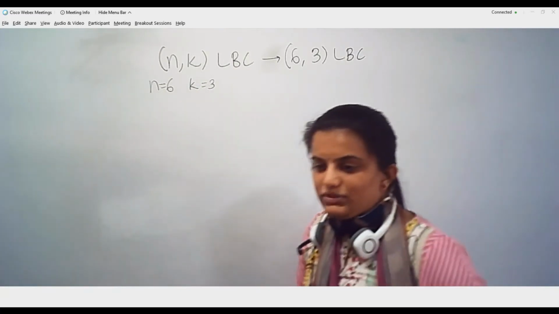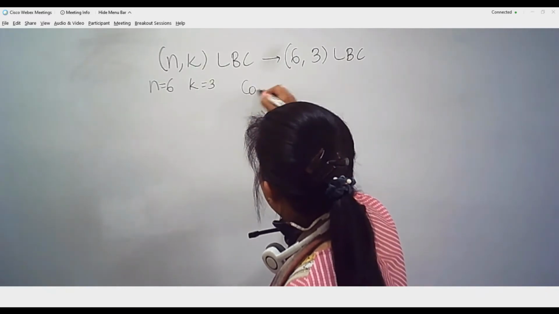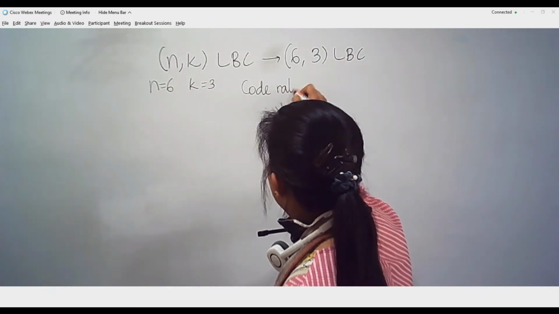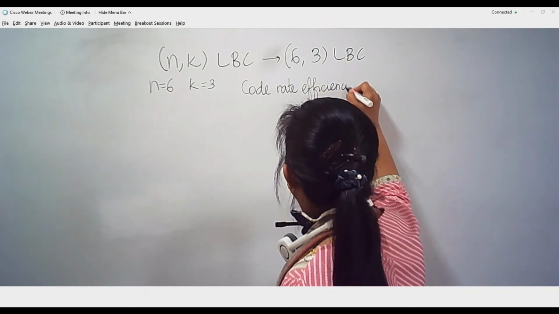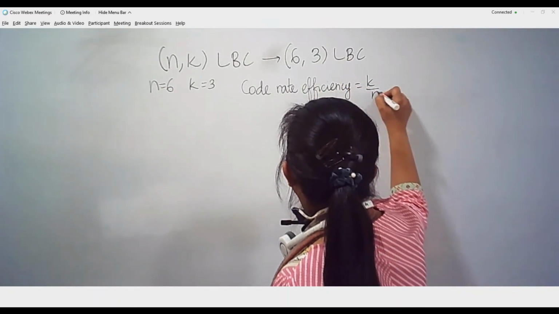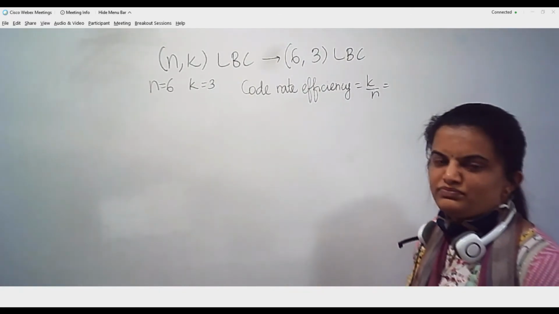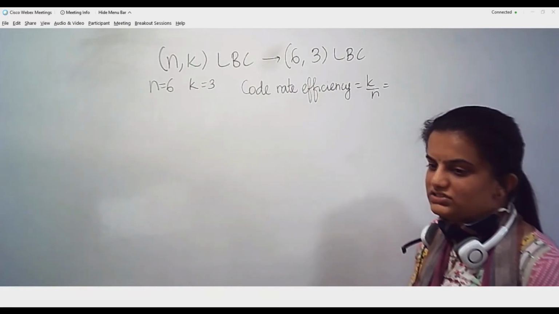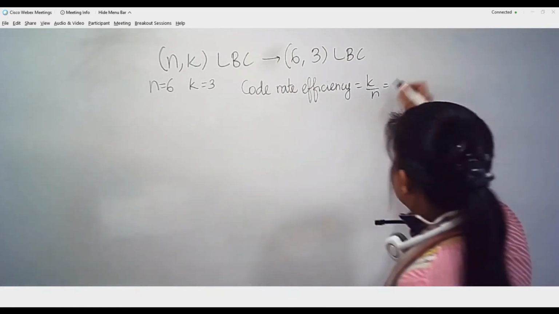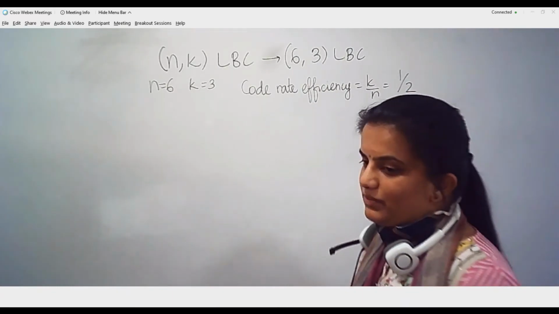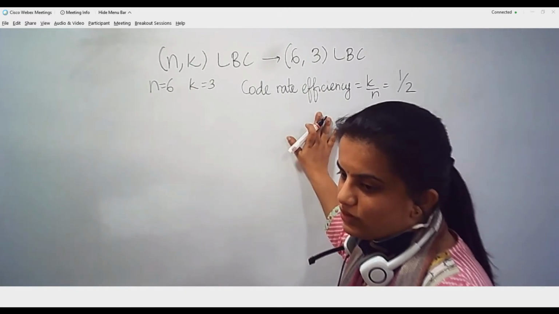Can anybody tell me the rate efficiency? You can also call this the code rate efficiency. The ratio is given by k by n. What is the value of this? 1 by 2. 1 by 2 is the code rate with which I am generating the code word.